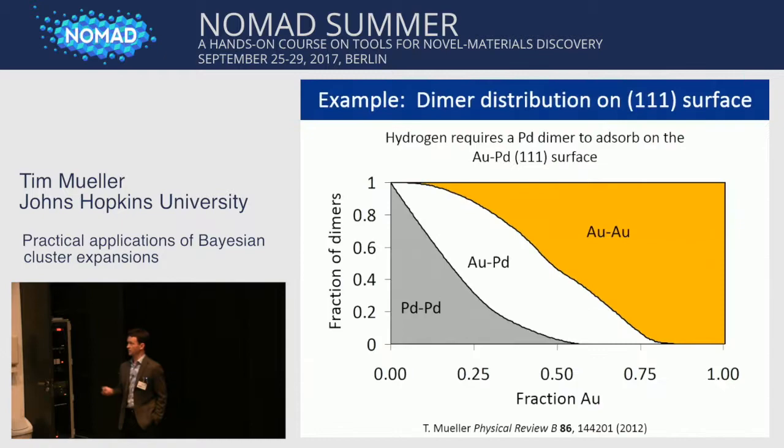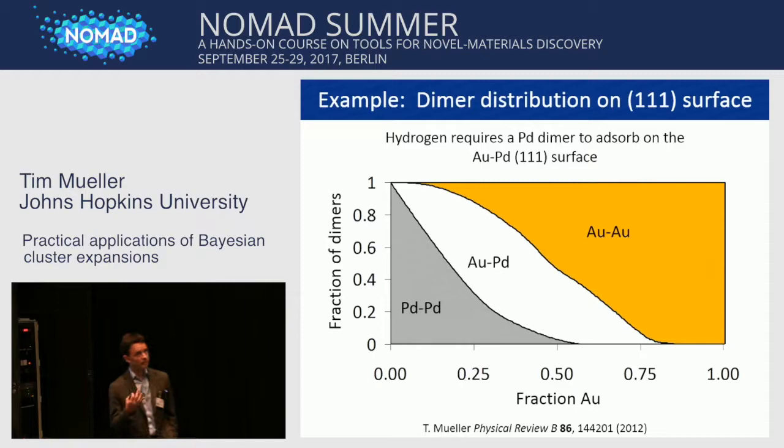And so we can do things like calculate the number of palladium dimers here. We see that once you get above 50% total gold in your nanoparticle, you've basically killed your palladium dimers, and you're not going to get hydrogen to absorb on these anymore. And so you can do various analyses like this. Okay, so now I'm going to move on.